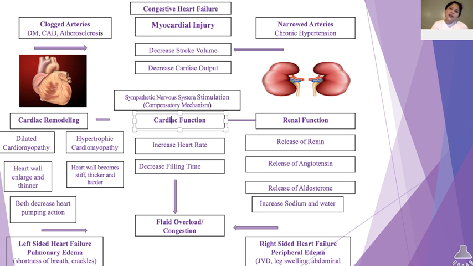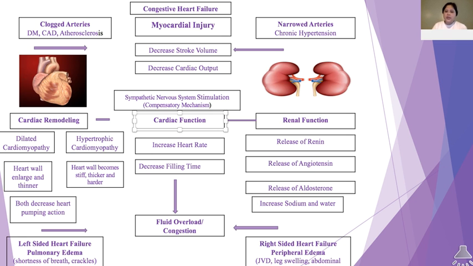If left-sided heart failure occurs, it can cause pulmonary edema because of the backward flow of blood in the lungs, leading to signs and symptoms of shortness of breath and crackles. And if right-sided heart failure occurs, there is backward flow of blood to the systemic system, leading to peripheral edema as manifested by JVD, or jugular venous distension, leg swelling, abdominal enlargement. But all these things still can be treated and improve patient care.